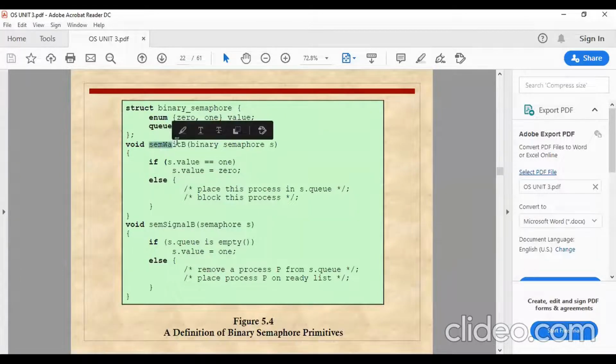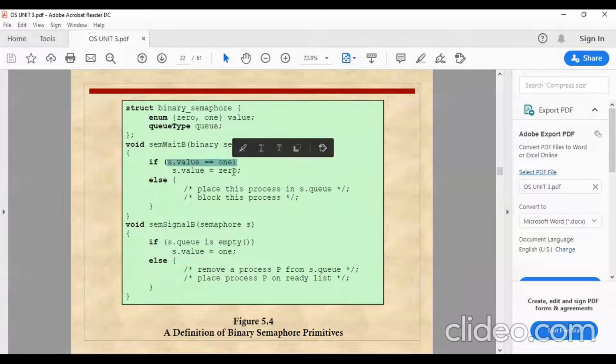So semaphore wait, binary semaphore. Now here, if s.value is equal to 1, s.value is assigned 0. Else this process is placed in s.q, which means this process is allocated, because s.value is equal to 1. Now when it is released, it will set 0.